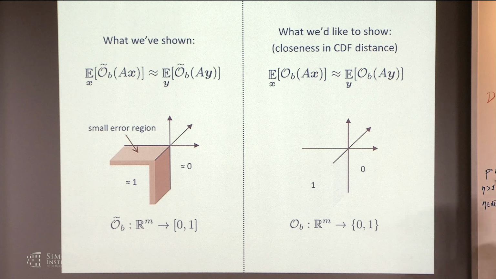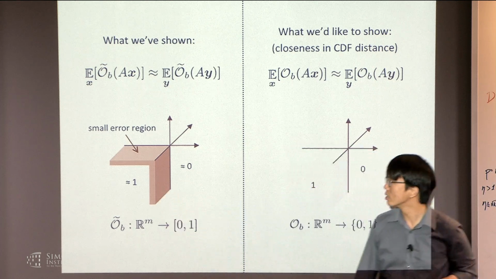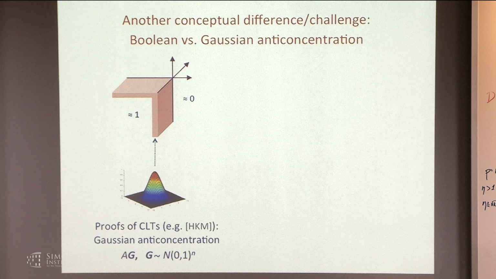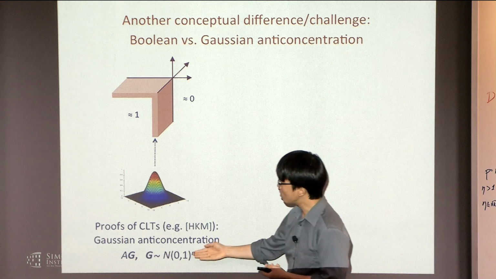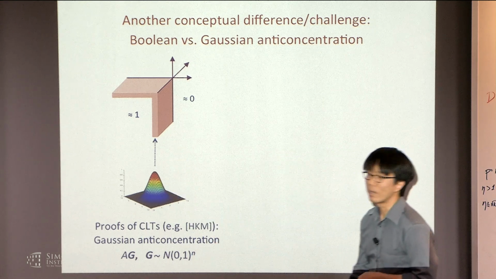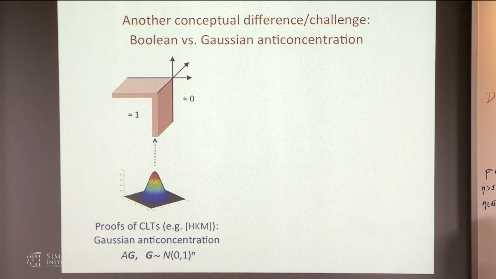So when are you in trouble? You're in trouble if you have a lot of mass on this boundary. So this is another conceptual difference in what we have to do. In this step, going from the soft mollifier to the hard threshold, traditional proofs of central limit theorems, such as Harsha-Klivans-Meka, since they use the Gaussian as a middleman, this step follows from Gaussian anticoncentration to bound the mass that a Gaussian places on this orthant boundary. And in fact, here there's a very nice theorem of Nazarov that gives a good bound on this. And this is what Harsha-Klivans-Meka used to go from smooth to hard.